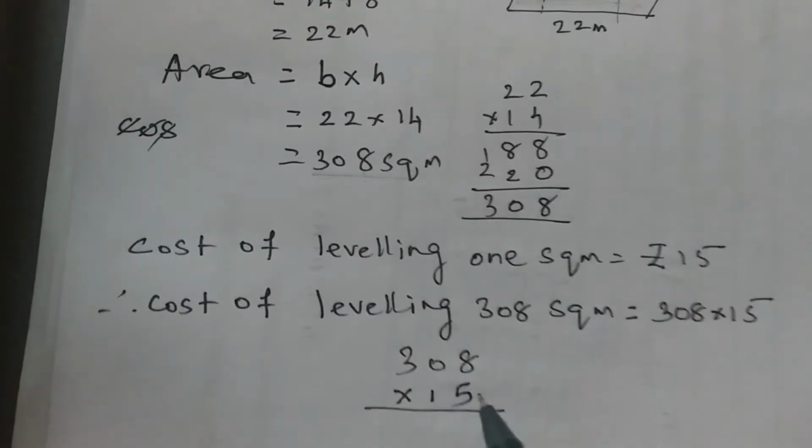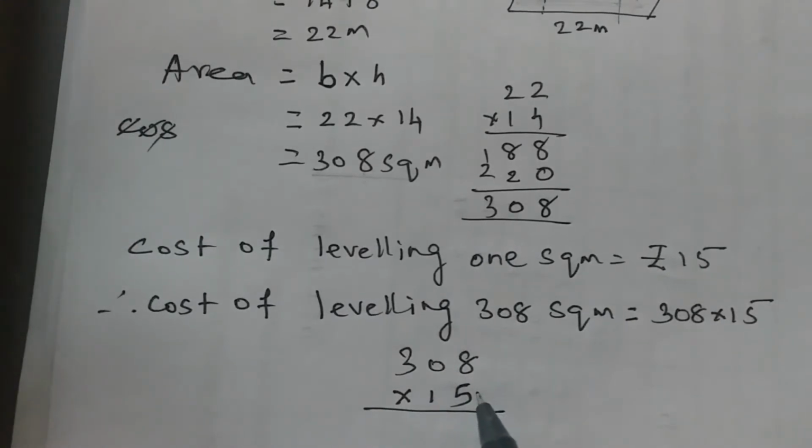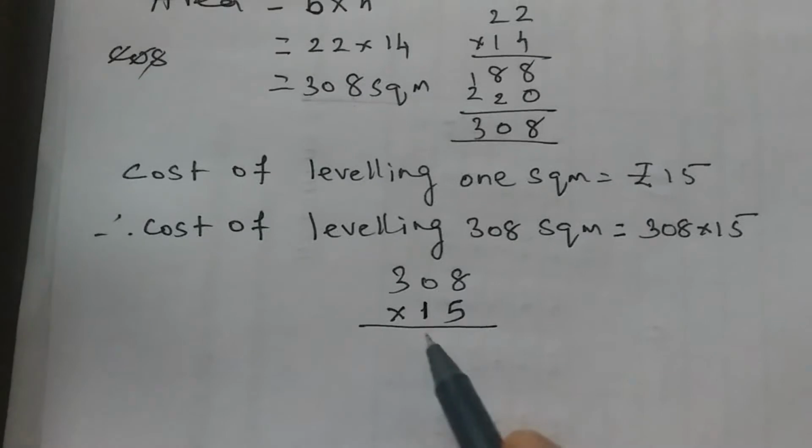Once again, the tables. Did you go through the tables today morning? If not, please go through the tables. Minimum of 1 to 12. If you know up to 16, it is well and good. But at least till 12, you should be very much thorough. Okay, so then multiply, come on.